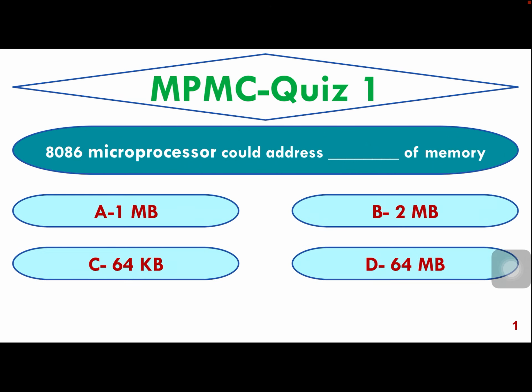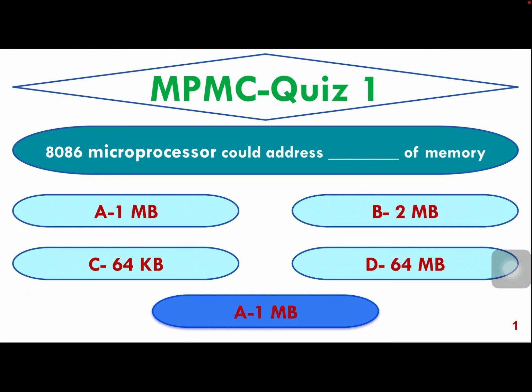The first one, 8086 microprocessor could address dash size of memory. A 1 megabyte, B 2 megabytes, C 64 kilobytes, D 64 megabytes. The answer is 1 megabyte. Option A is right.